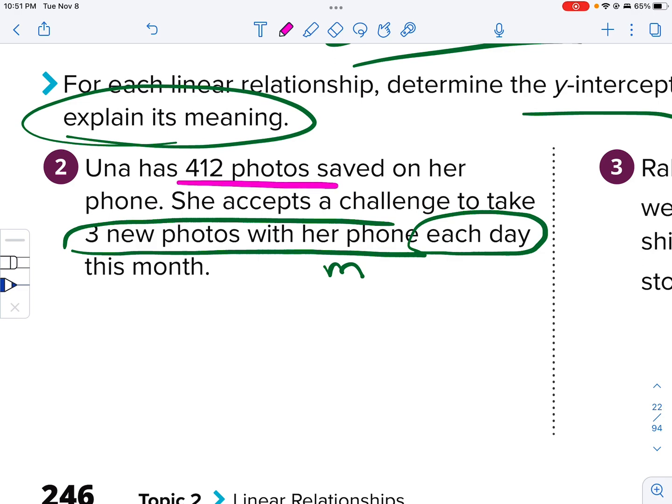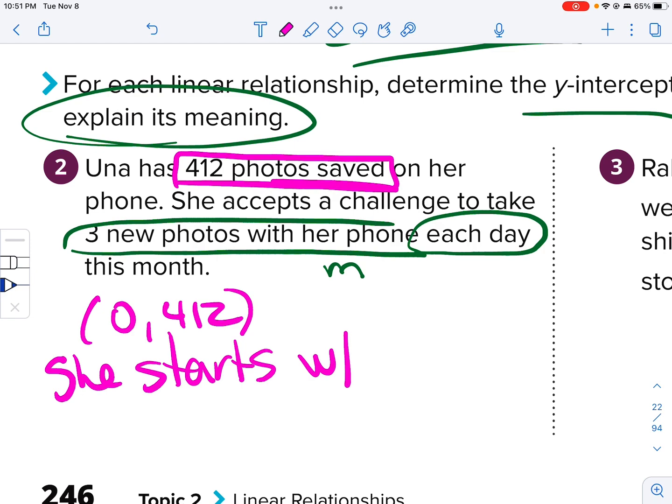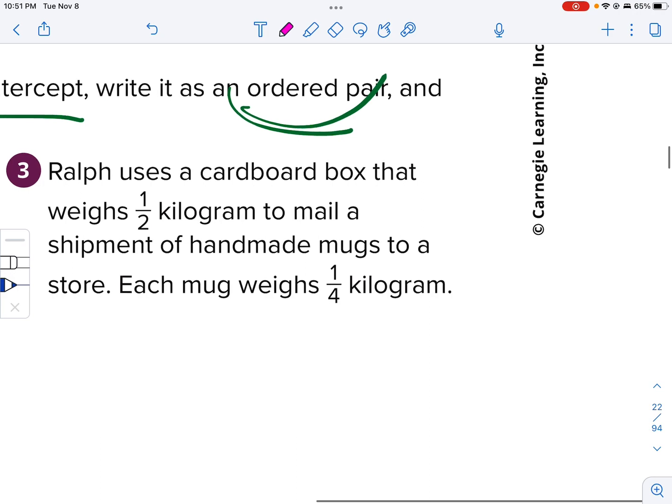She already has this on her phone. That's where we're starting at. So (0, 412) is what our y-intercept is. Okay, what does that mean? She starts with 412 photos. That's what she's starting with.